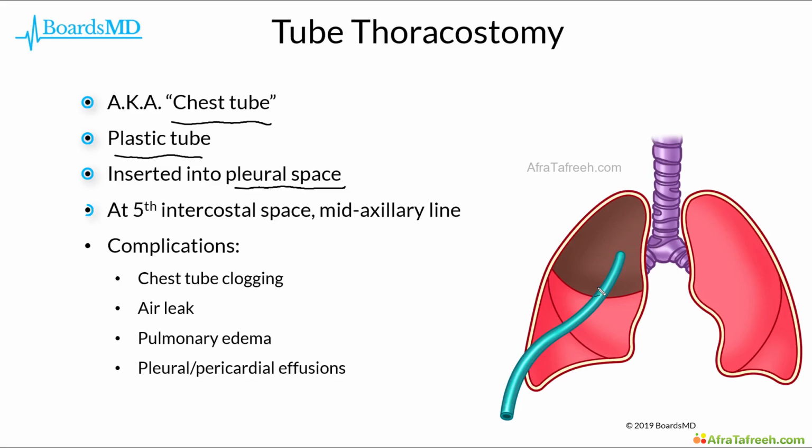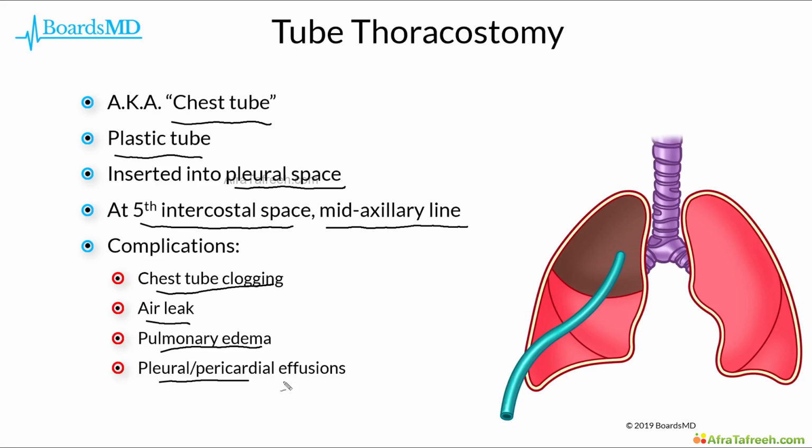Classically, this is placed at the fifth intercostal space at the mid-axillary line. And although this can be extremely helpful in allowing us to drain fluid, as is the case with our hemothorax patients, there are several complications that can occur during the placement of a chest tube, including clogging of the chest tube, air leaks, pulmonary edema, as well as pleural and pericardial effusions.